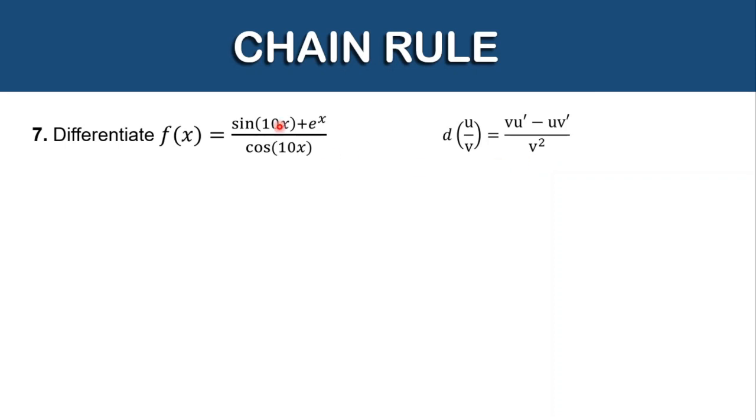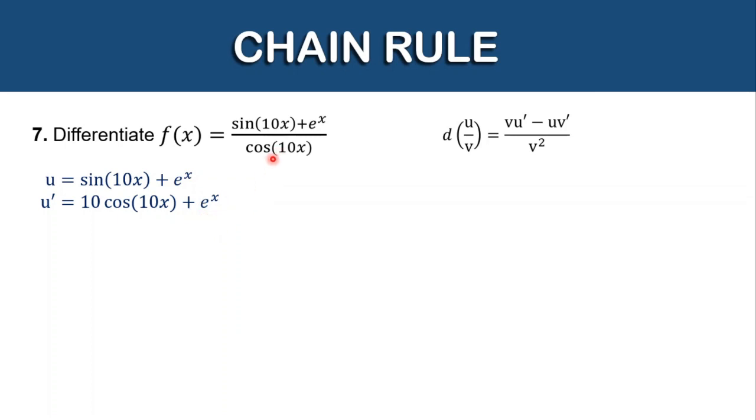For our u, yun yung numerator natin. So, u is equal to sine 10x plus e raised to x. For our u prime, we have 10 cosine 10x. So, gamitin natin ang chain rule dito sa sine 10x. So, derivative of sine is cosine. Then copy the inside function. Then multiplied by the derivative of the inside function. So, ang inside function natin, di ba, 10x. Ang derivative niya ay 10, kaya meron tayong 10 dito. And the derivative of e raised to x is itself, kaya nandito siya.